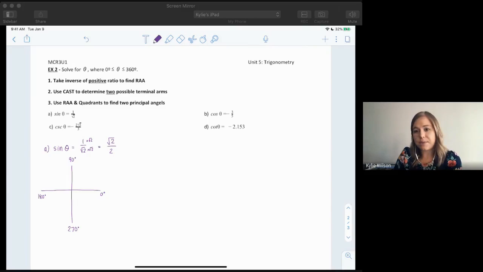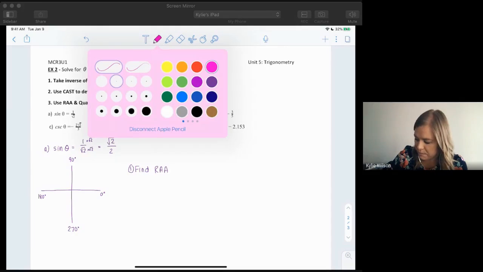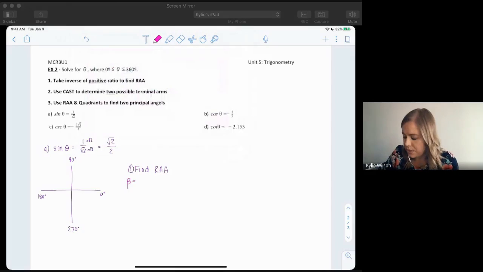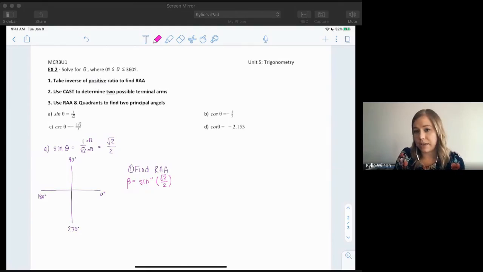So the first thing we need to do is find our related acute angle. Our related acute angle is always an acute angle. There's a couple ways that we can find this. When we find our beta, we're just going to do sine inverse of root 2 over 2. Root 2 over 2 is one of our special angles, so you may know that one off the top of your head. However, just for consistency in all of our steps, you can put that into your calculator if you want.